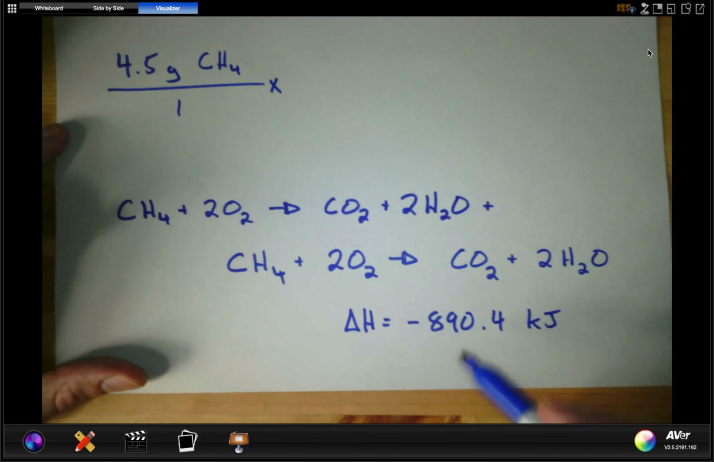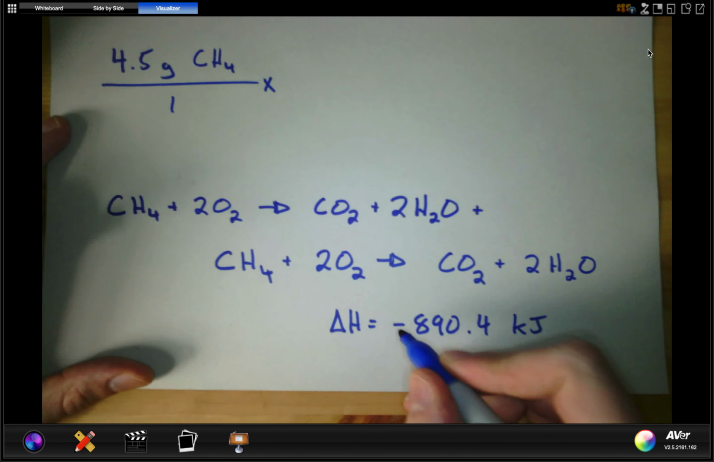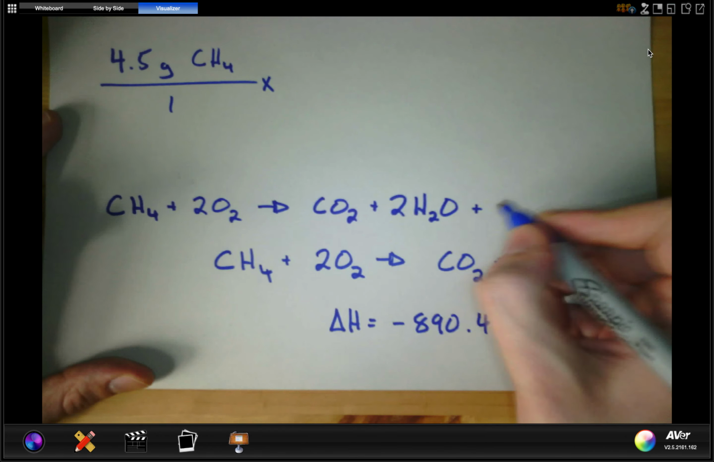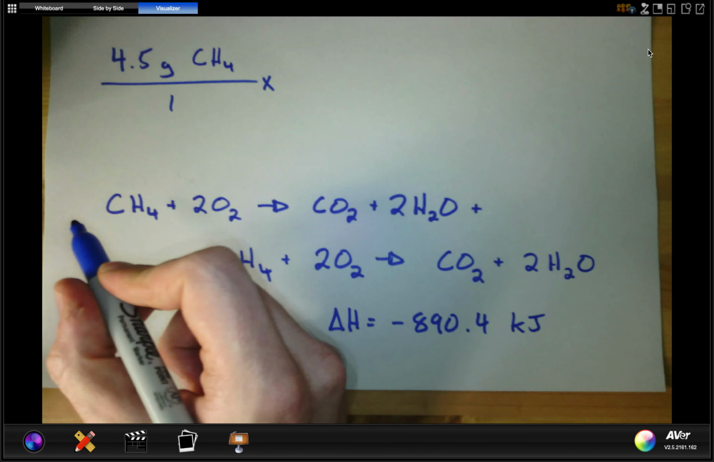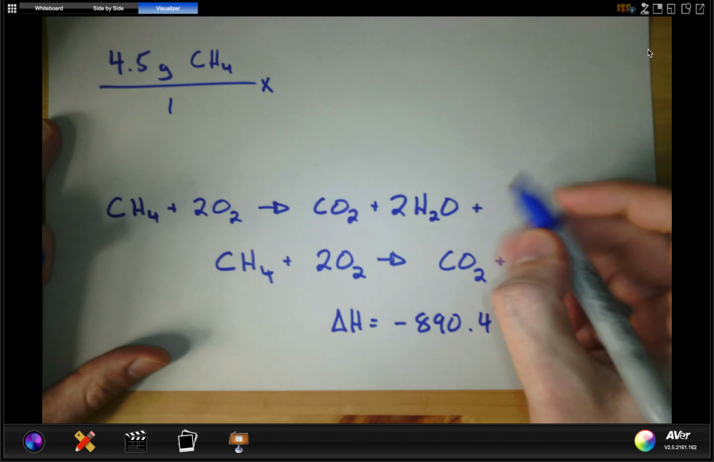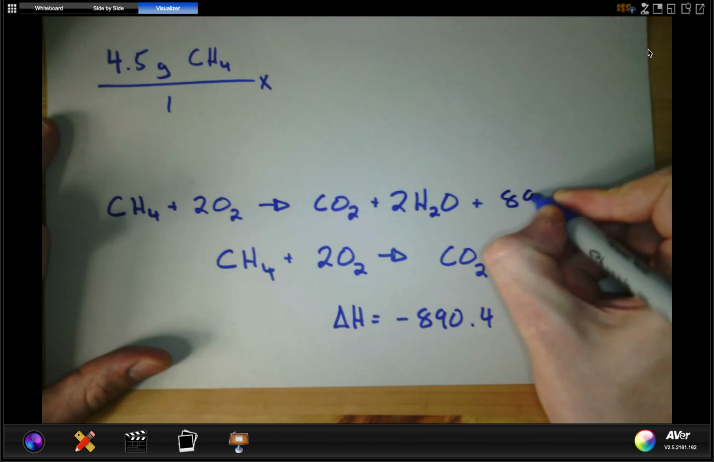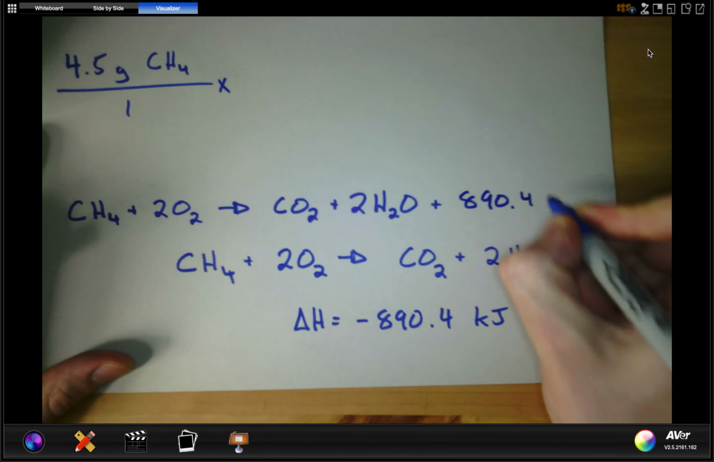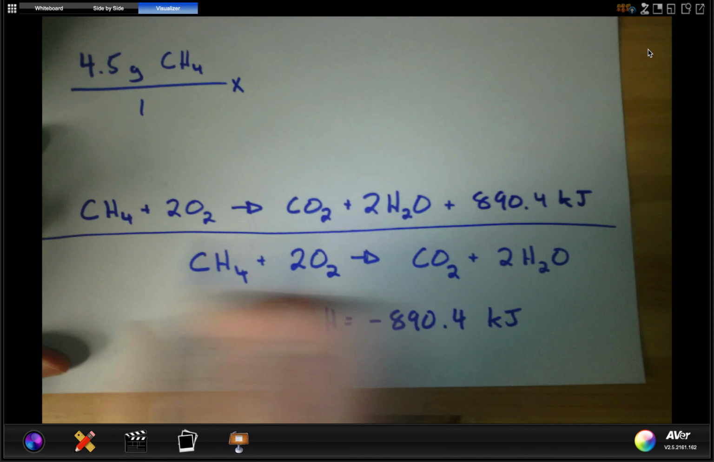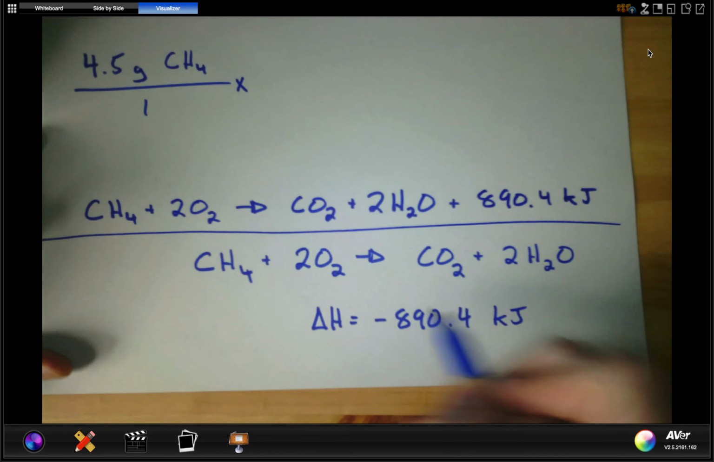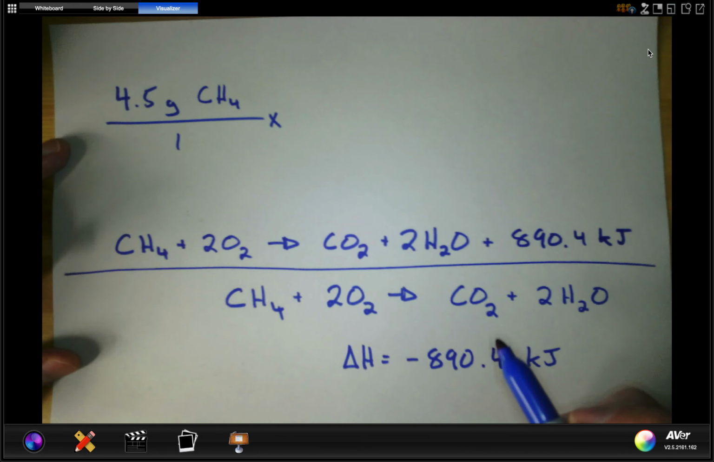That's an easy mistake to make. So the negative just tells me it's going on the right side, on the product side of the equation. If that was positive, it would go over here. Negative, it goes on the product side. So plus 890.4 kilojoules of energy. I'm just going to draw a line there. This is the one we care about. This is just some scratch work, I was just recording information.